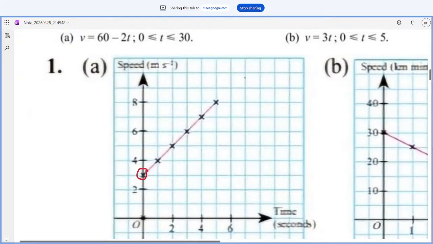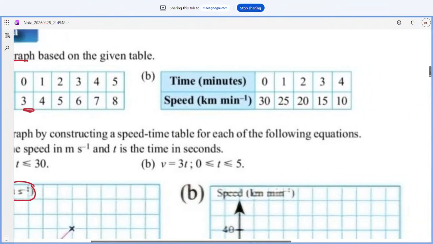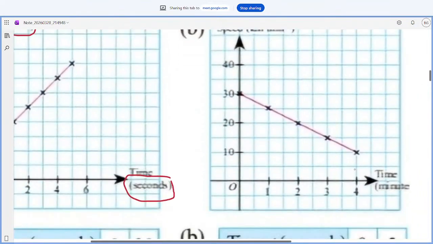Okay, very straightforward. Make sure label the unit also, guys, here. Don't forget label the unit. Okay, kena letak. Don't just write speed and time. Must write unit. Okay, and then for part B, also simple. Just follow and plot. Okay, you will get something like this.